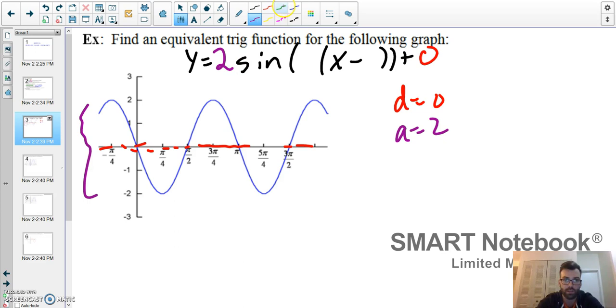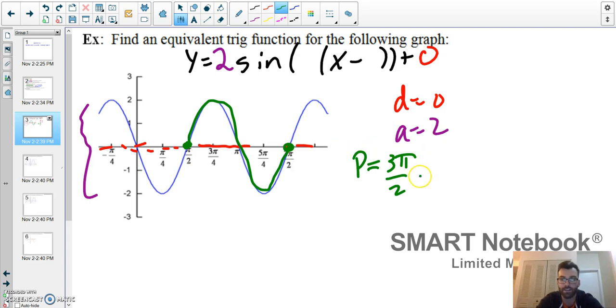Next thing I want to do is look for a period. So I'm looking at this sine graph right there. To find my period of that sine graph, I'm going to take where I started from, 3 pi over 2.